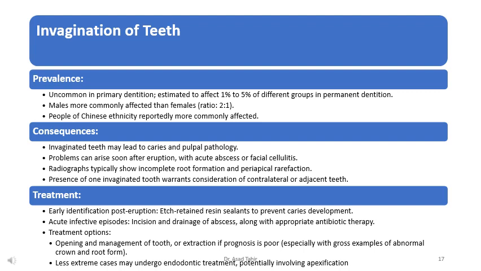Treatment. Early identification post-eruption, etch-retained resin sealants to prevent caries development. Acute infective episodes, incision and drainage of abscess, along with appropriate antibiotic therapy. Treatment options. Opening and management of tooth, or extraction if prognosis is poor, especially with gross examples of abnormal crown and root form. Less extreme cases may undergo endodontic treatment, potentially involving apexification.